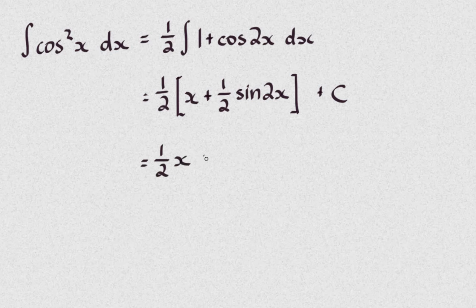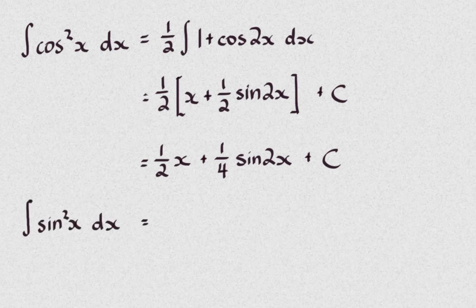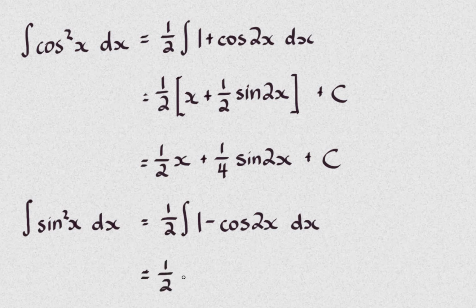Distributing the half, we get half x plus a quarter sine 2x plus c. And so this is the integral of cos squared x. Now, because sine squared x can be replaced with an almost identical expression, where the only difference is this minus instead of a plus, that means our final integral comes out to look almost the same. We just have a minus here instead of a plus.